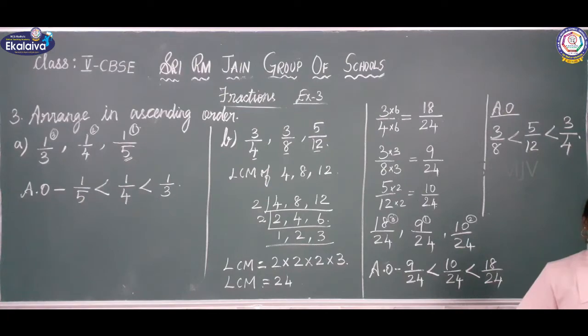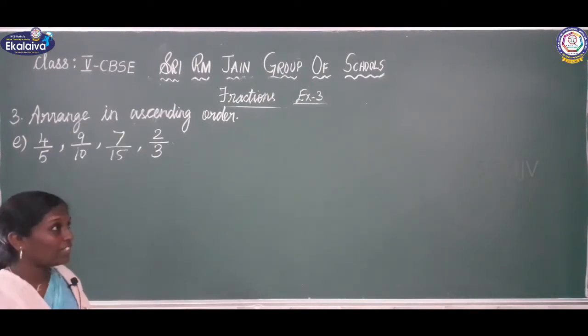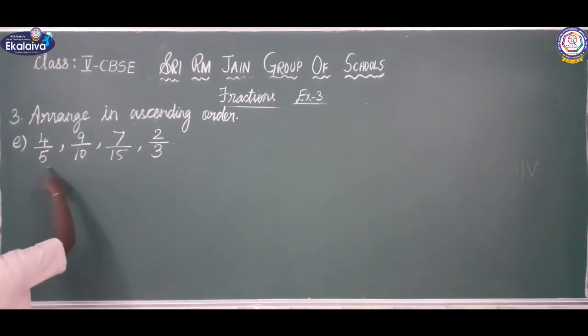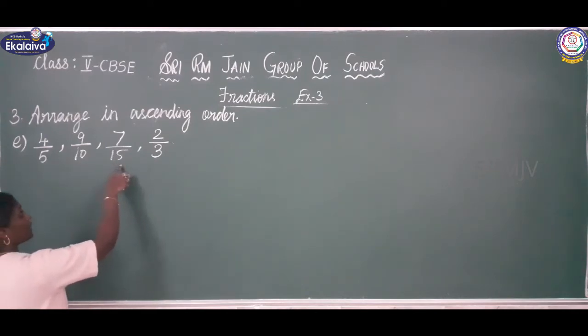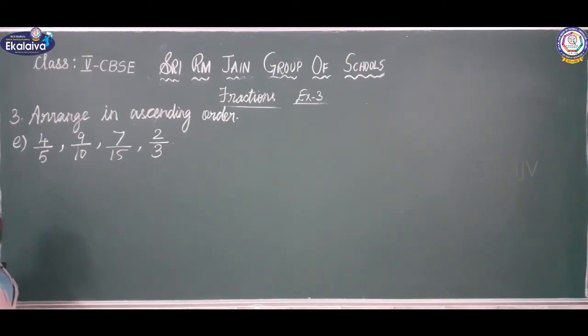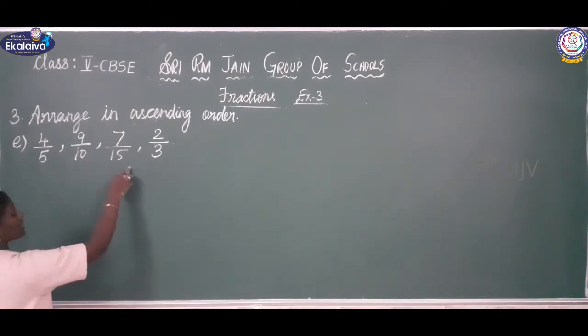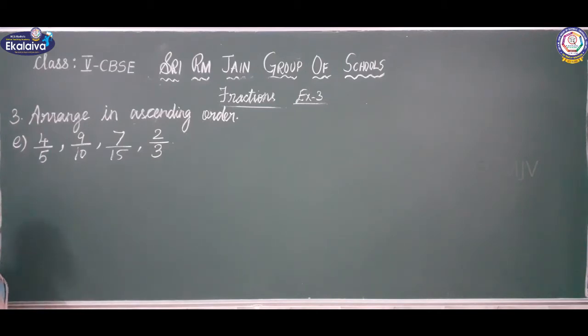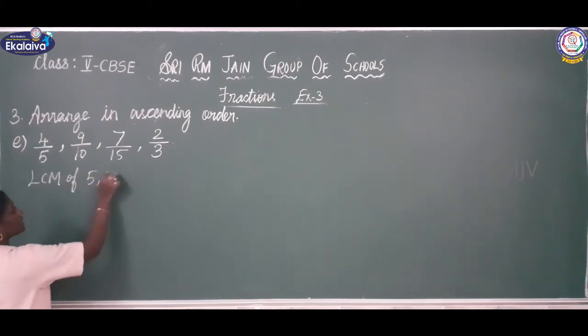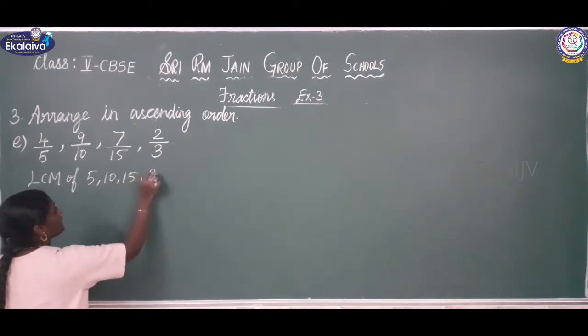Is it clear? Then the next set of fractions: 4 by 5, 9 by 10, 7 by 15 and 2 by 3. Now we are going to arrange the given 4 fractions in ascending order. These 4 fractions are unlike fractions, so we have to convert them into like fractions. For that, we have to find the LCM of the denominator numbers 5, 10, 15 and 3.